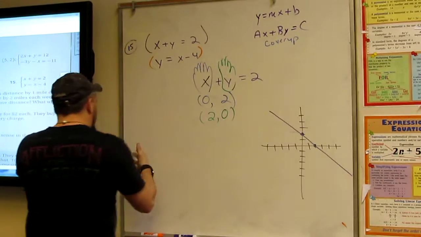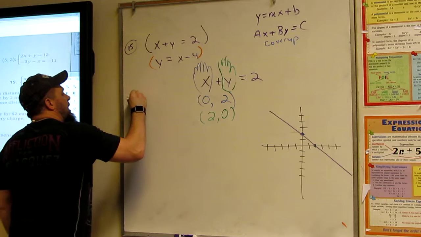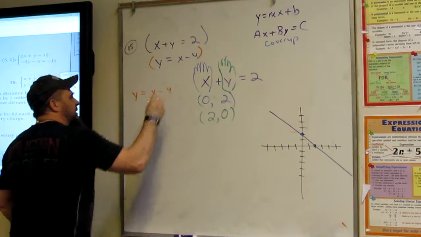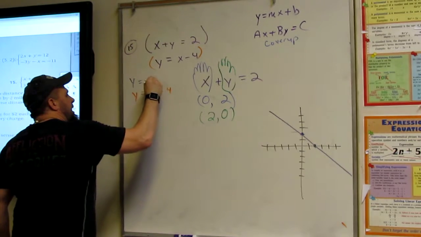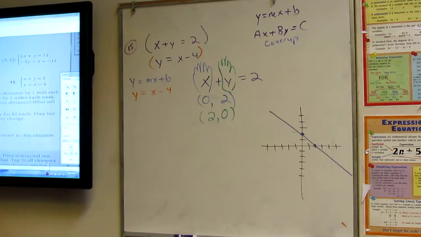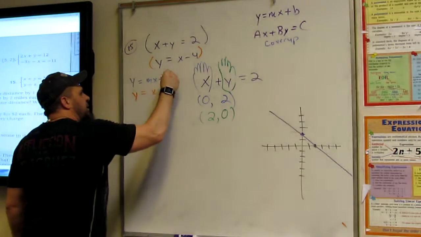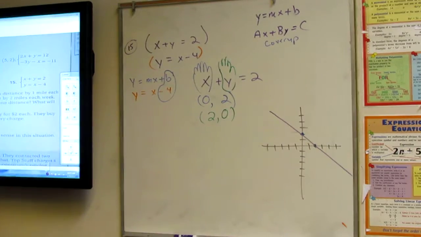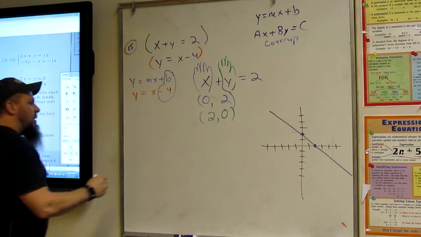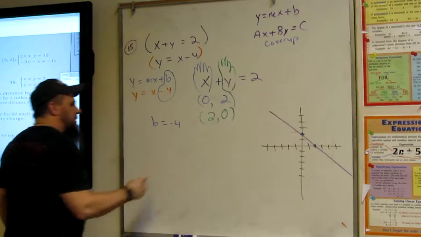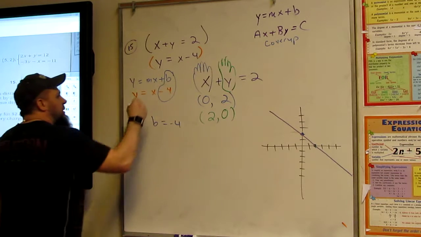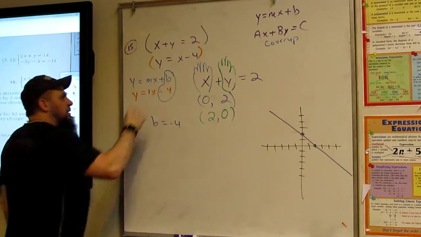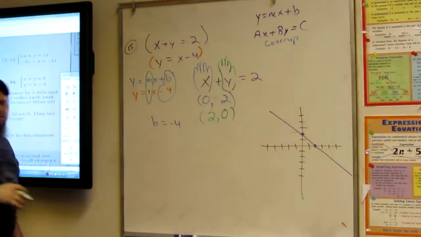It's already y equals x minus 4, which is y equals mx plus b. What is b in this case? Not 4, negative 4. We take that negative with it. So b is equal to negative 4. And then what is m? There's a 1 right here, so m is actually 1.